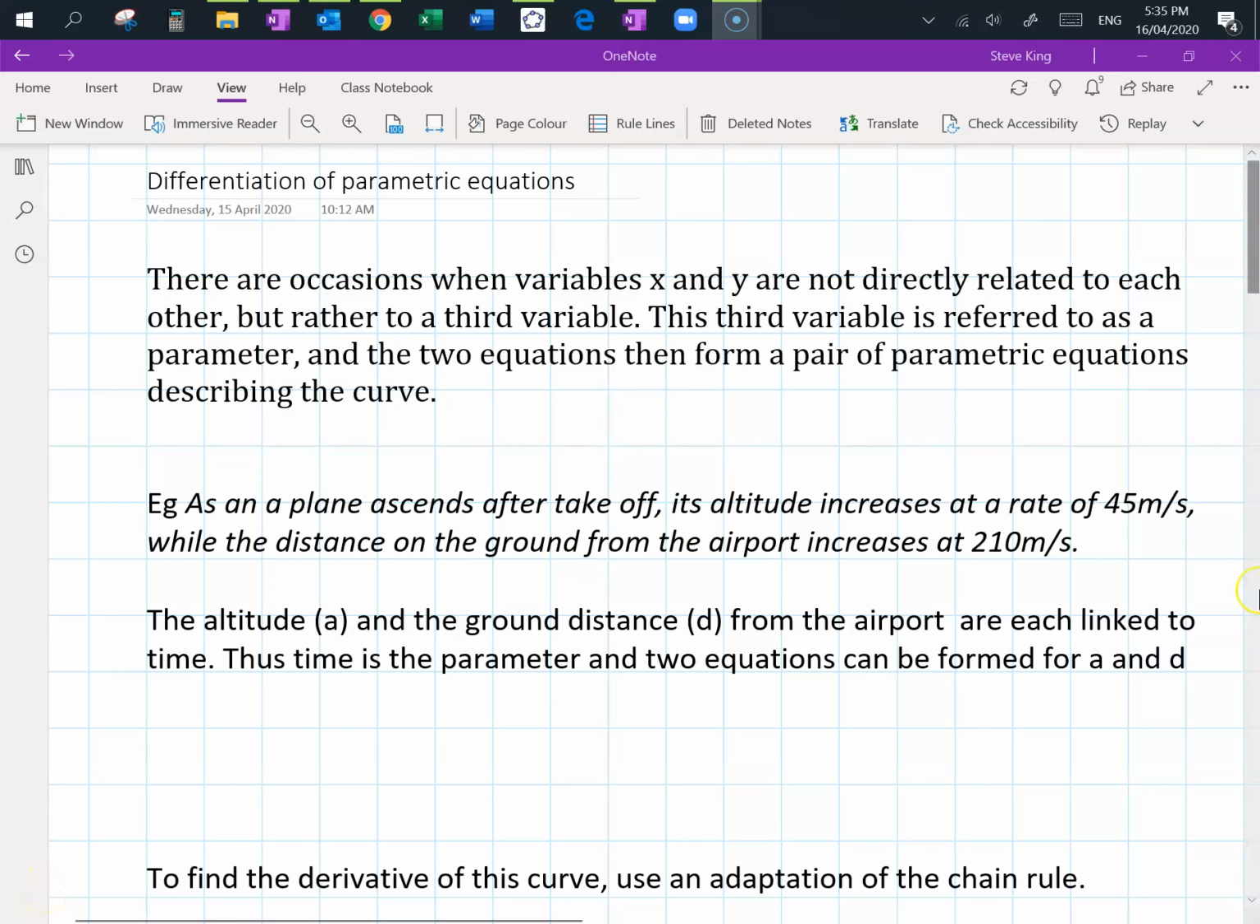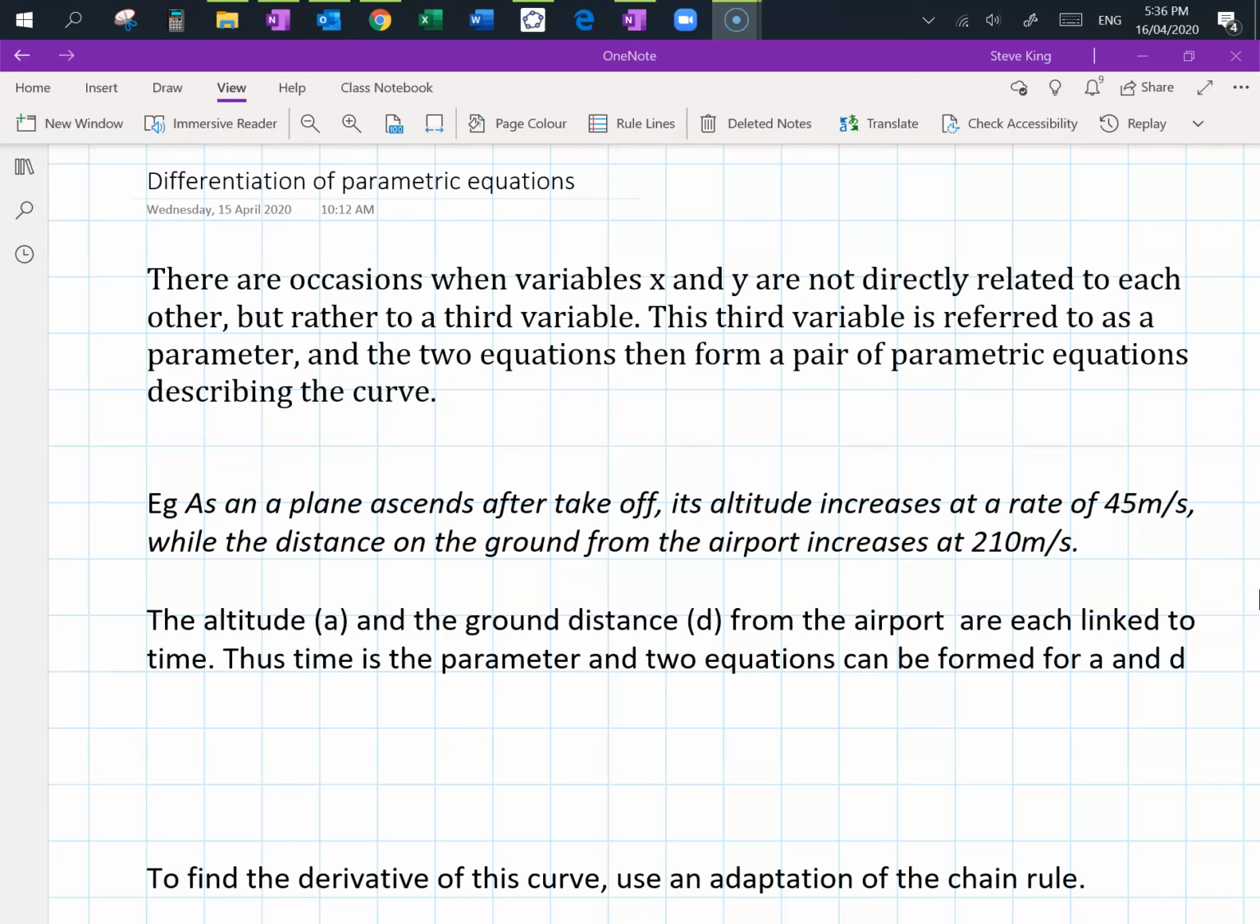Hi, in this video we're looking at the final section of the differentiation topic, and that is differentiation of parametric equations. Now, I need to explain what parametric equations are, and I've done that in this first paragraph.